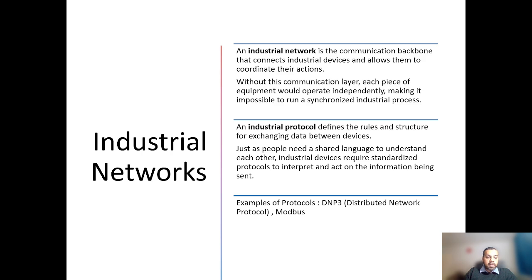So what is an industrial network? An industrial network is the communication backbone that connects industrial devices and allows them to coordinate their actions. Without this communication layer, each piece of equipment would operate independently, making it impossible to run a synchronized industrial process. So having an industrial network is a must in any OT or ICS environment.